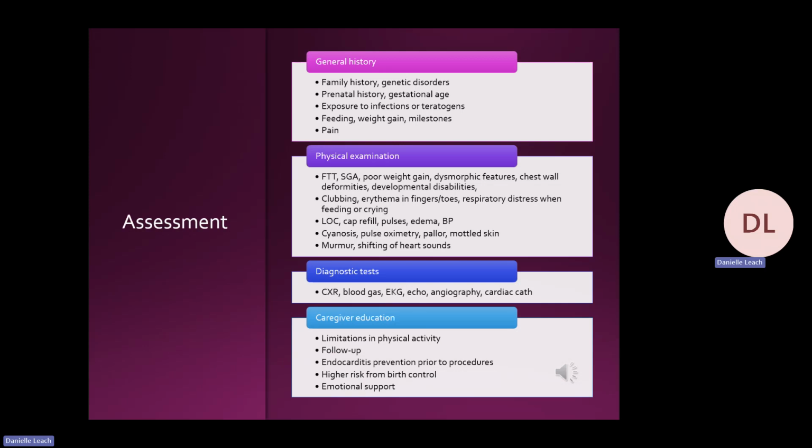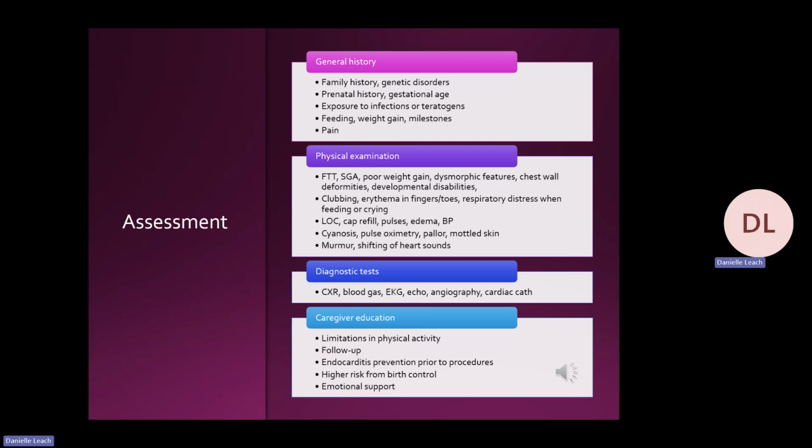Caregiver education for a child that does have a cardiovascular disorder, and this is a little bit vague here on this slide, but they may have limitations in their physical activity. They just may not have the endurance to do certain things. They are probably going to have very frequent follow-up.